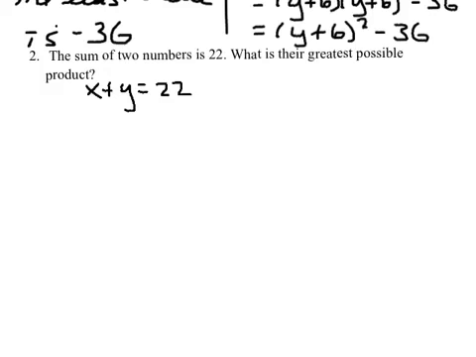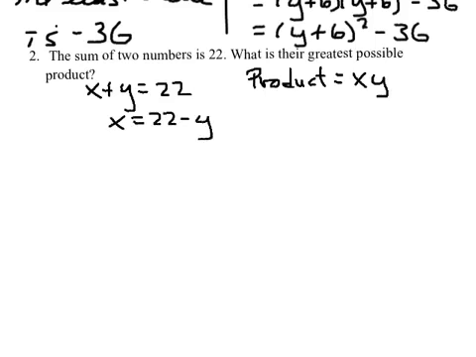So what is our greatest possible product? This is telling me that we're looking for a product. It'll be x times y again. Let me set this equal to, I'm going to set it equal to x this time. So it's 22 minus y. I'm going to substitute it over here. So when I do that, I'm going to get 22 minus y times y. I'm going to simplify that, and if I simplify it and switch it around, I get negative y squared plus 22y.